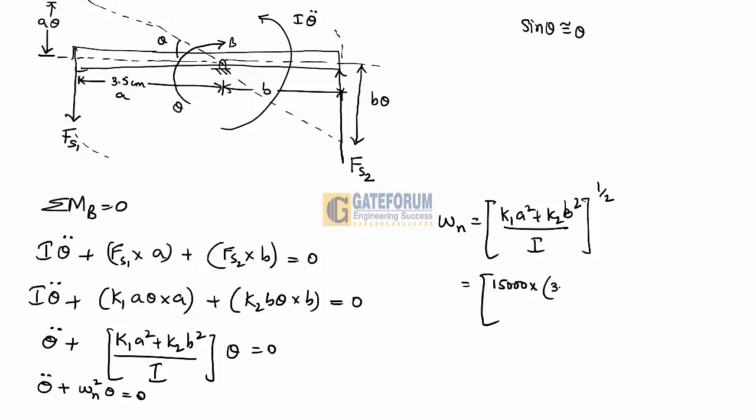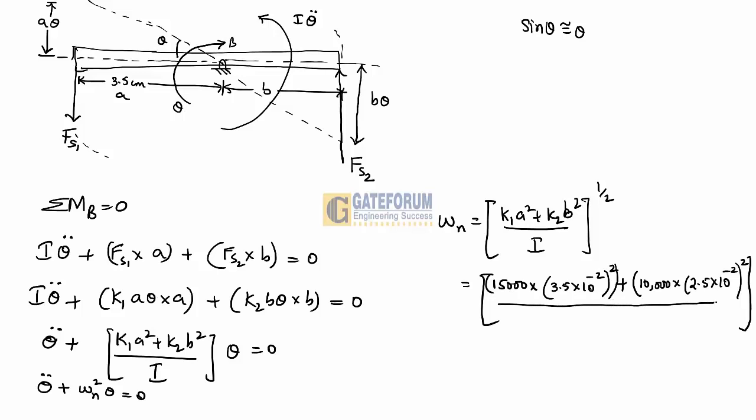3.5 into 10 power minus 2 whole square plus, okay, close this bracket. Next 10,000 into 2.5 into 10 power minus 2 whole square divided by I, which is 10 power minus 4. So this is equal to raised to the power of 0.5.